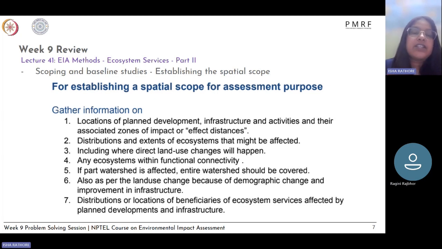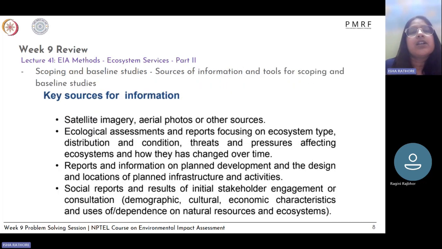And also, if the land use change is happening because of any demographic change and improvement in infrastructure, we consider that also in our assessment purpose first. And distributions or locations of beneficiaries or stakeholders of ecosystem services who are affected based on the plant development and the infrastructure. So first we gather this basic information on what ecosystem services and what beneficiaries and what part is getting affected based on what construction activities have been planned, and then we consider all of this information further.